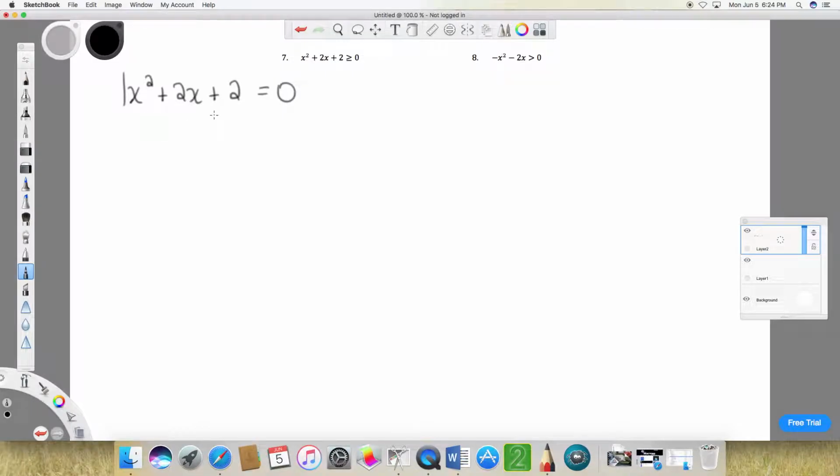We can either complete the square or use the quadratic formula. That will always provide us the solution. So let's identify a, b, and c, and let's go ahead and find the discriminant first, b squared minus 4ac. So b squared is 2 squared, which is 4, minus 4 times 1 times 2. That's 4 minus 8, which is a negative 4. So that's telling us that this equation has no real solution.